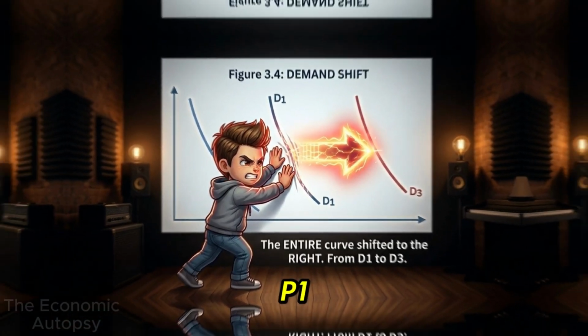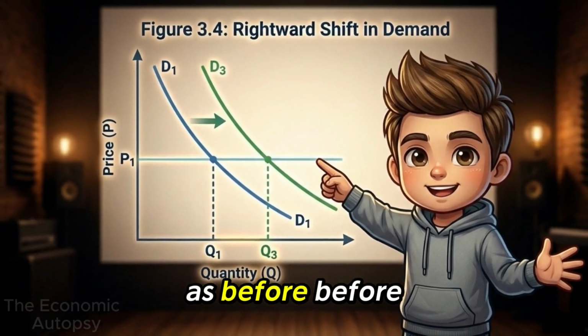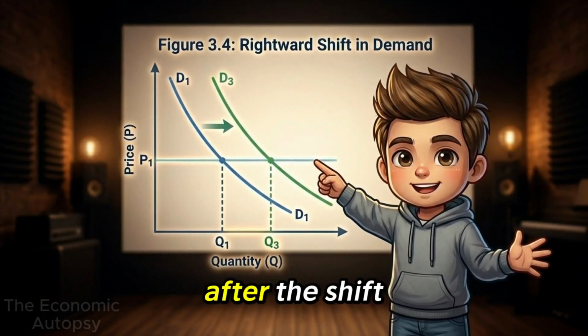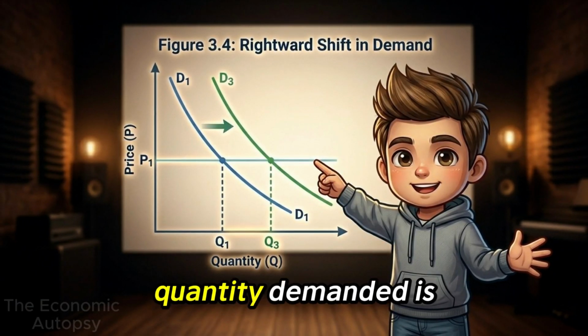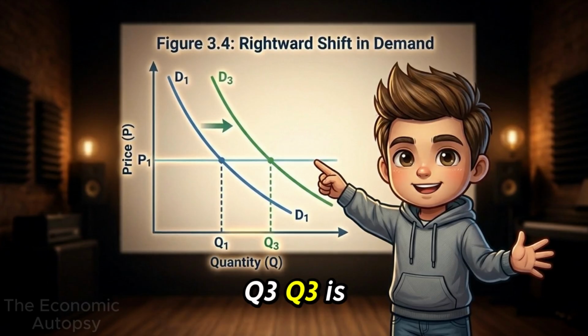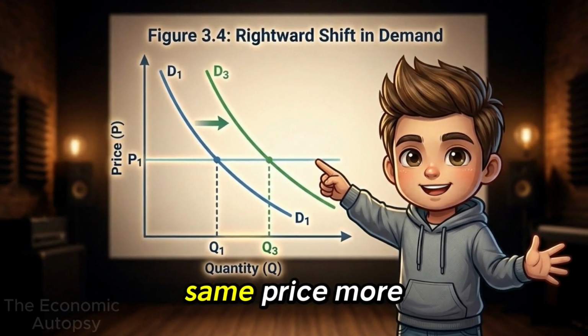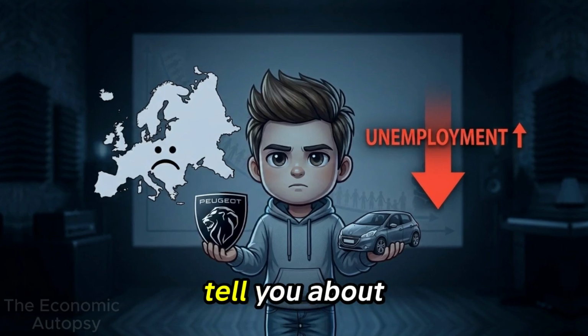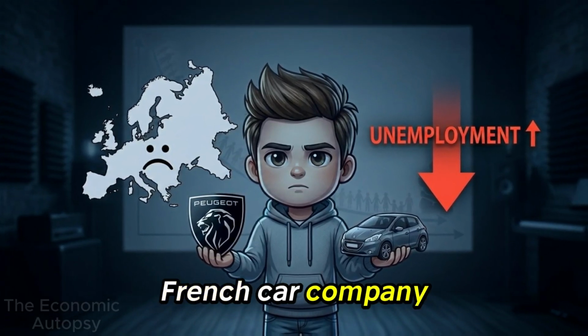Look at price P1, the same price as before. Before the shift, D1, quantity demanded was Q1. After the shift, D3, quantity demanded is Q3. Q3 is bigger than Q1. Same price, more people buying. That's a rightward shift.